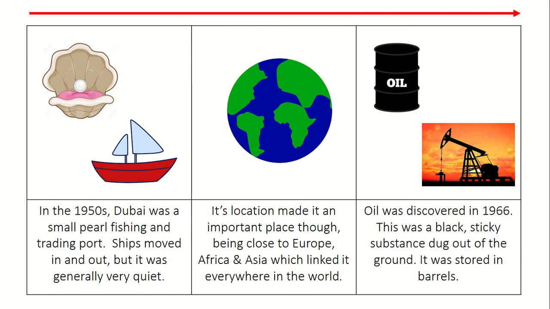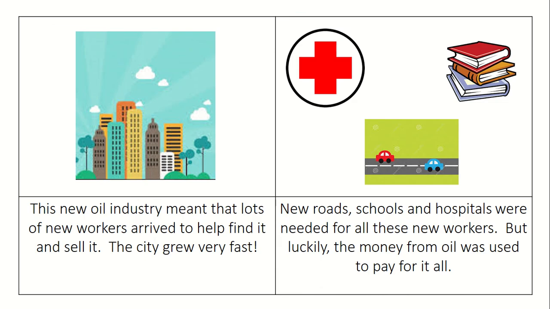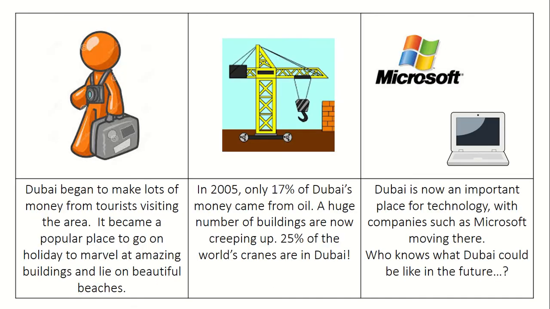In particular, the city of Dubai within the UAE. So, if we recall, in the 1950s, Dubai was a small pearl fishing and trading port with a good location. But then, when oil was discovered in 1966, Dubai's future changed quite dramatically. The oil industry created lots of jobs, and all the oil money generated enabled Dubai to invest in schools, in hospitals, in new infrastructure.